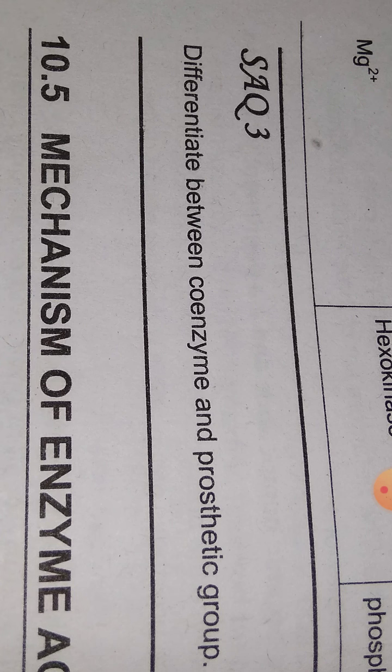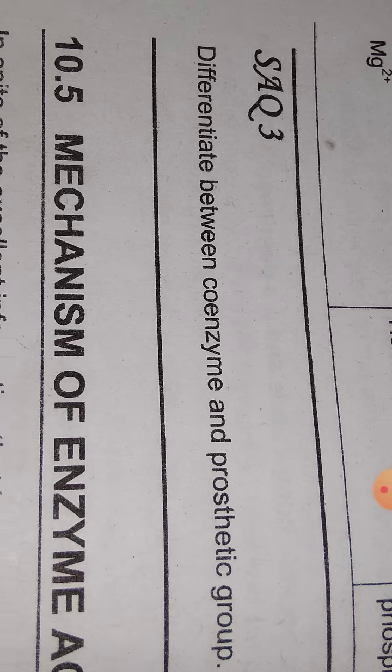We have to differentiate between the coenzyme and prosthetic group. So coenzymes are organic cofactors which are transiently bound to enzyme for their catalytic activities. The detailed discussion of this coenzyme and prosthetic group I will discuss in the next video. Now moving toward the fourth question.